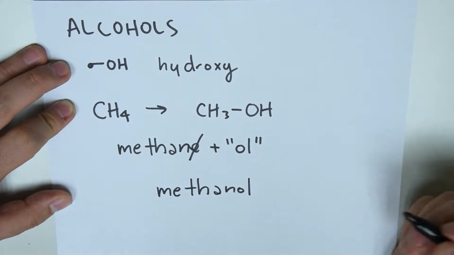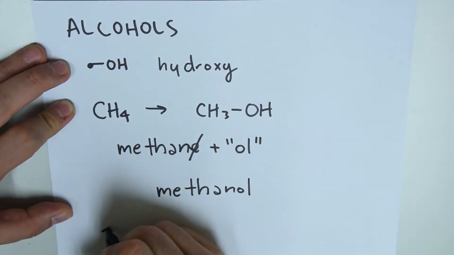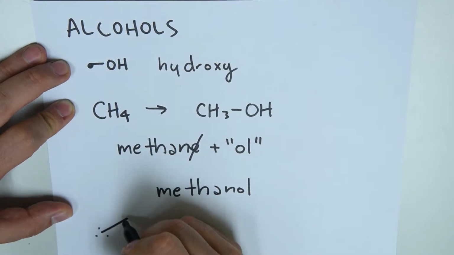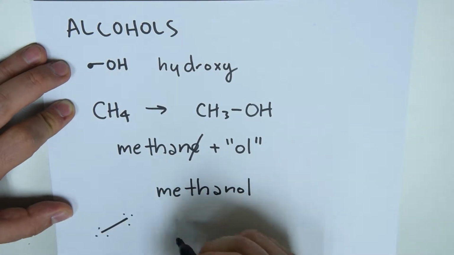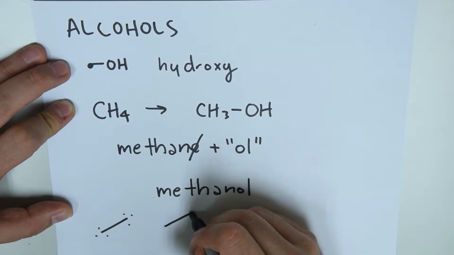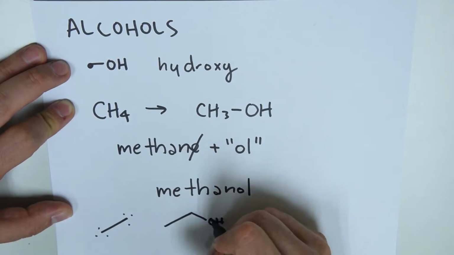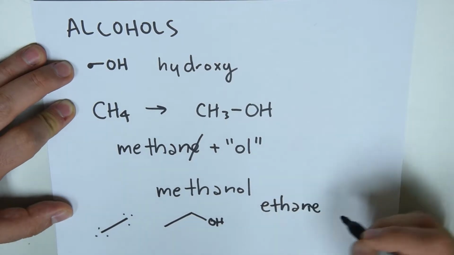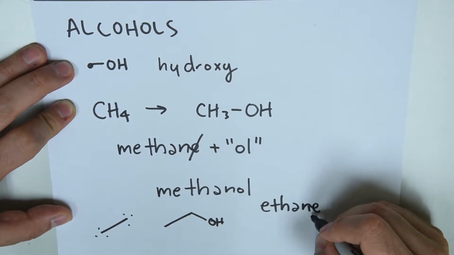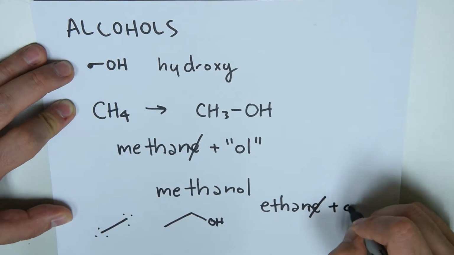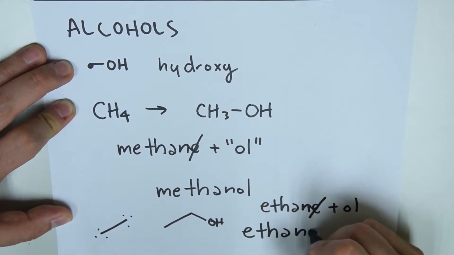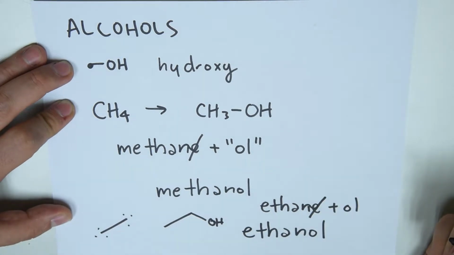Let's try another example. Let's say we have the basic molecule ethane. We have two carbons, each with their hydrogens attached to it, and then we replace one of those hydrogens for an OH group. The parent molecule is still ethane, but now we cut out the E again, we add OL, and the new resulting alcohol is ethanol, which is also the alcohol found in regular alcoholic drinks that we consume every day.